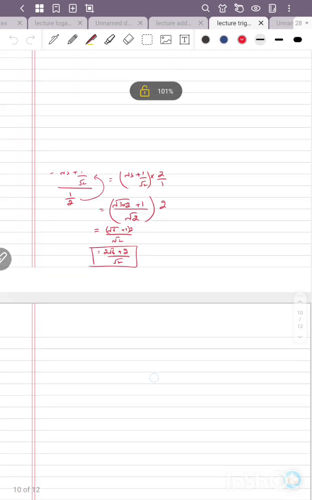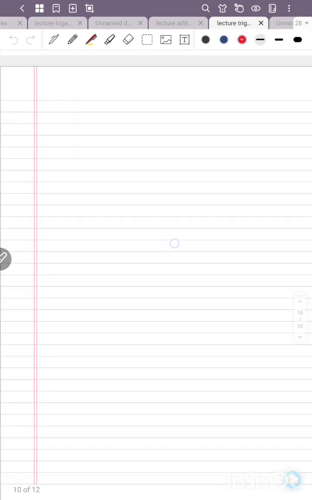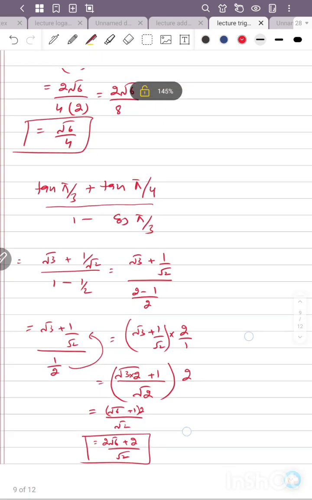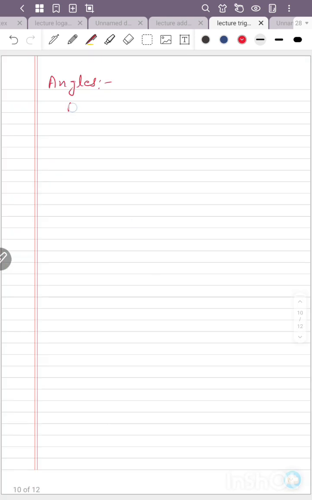Next we have a question. This here is the angle system.